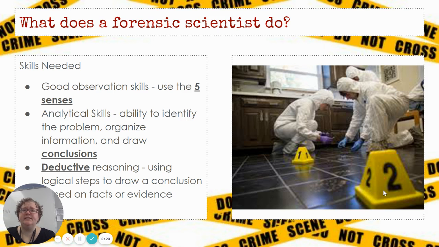In order to be a good forensic scientist, you need to have good observation skills. You have to be able to find evidence that other people may overlook. Good analytical skills, being able to identify a problem, organize the information, draw conclusions based on the evidence, and good deductive reasoning. So deductive reasoning is using logical steps in order to draw a conclusion based on facts or evidence. The crime scene puzzles that we've done in class are examples of what deductive reasoning is. It's using clues and evidence to ultimately come to a conclusion.